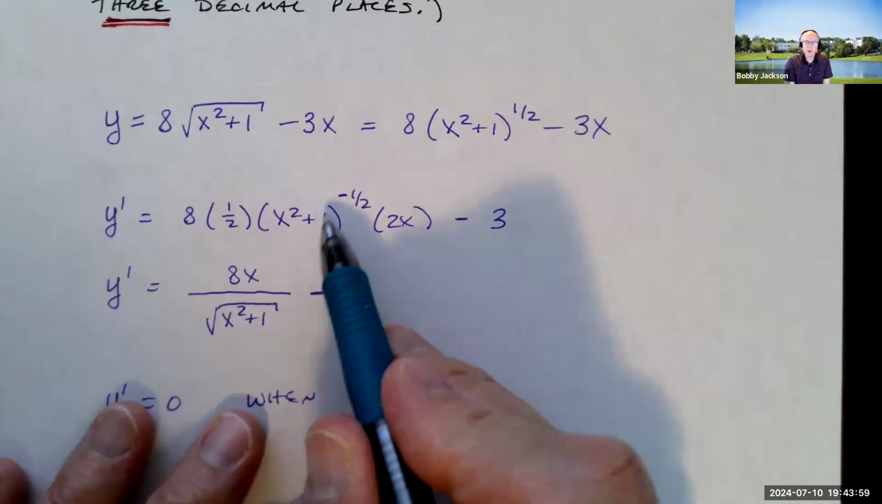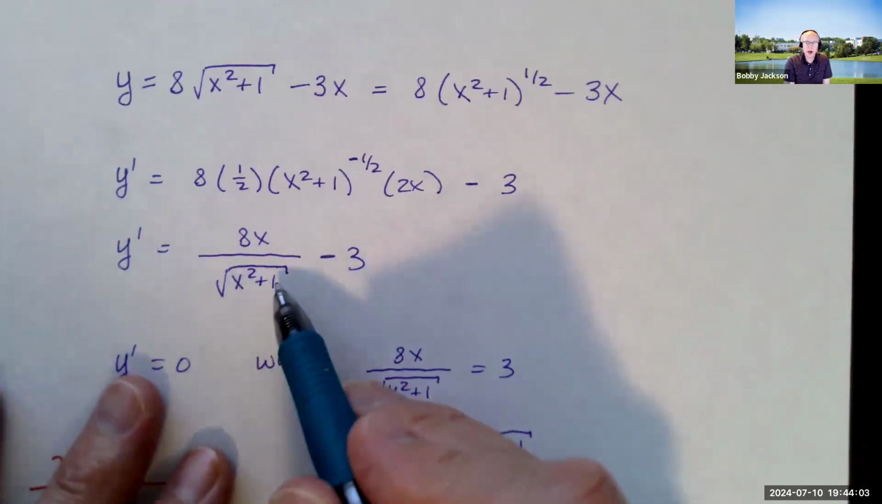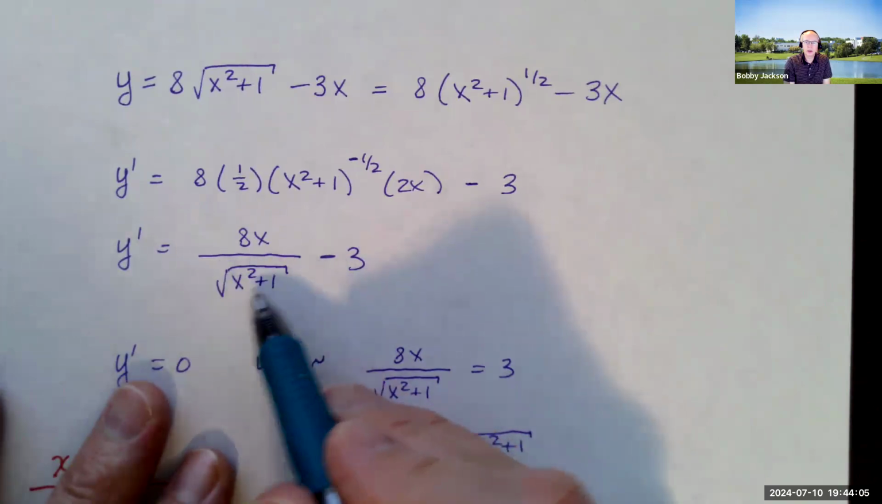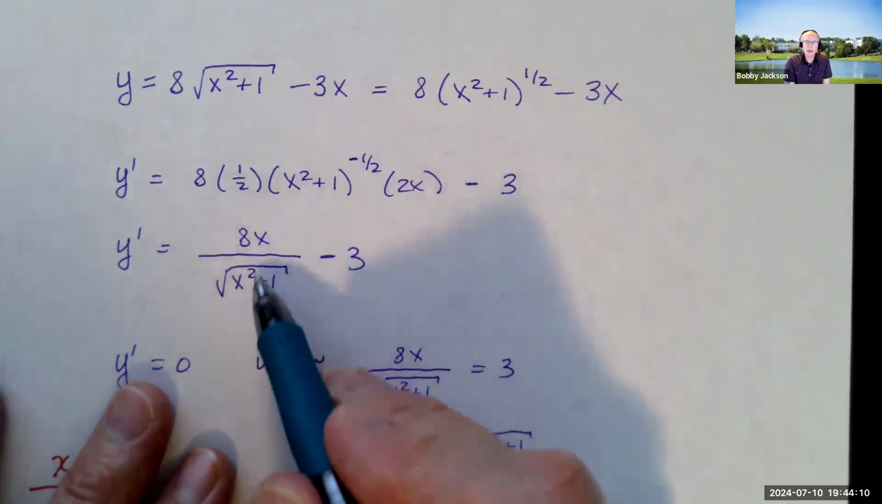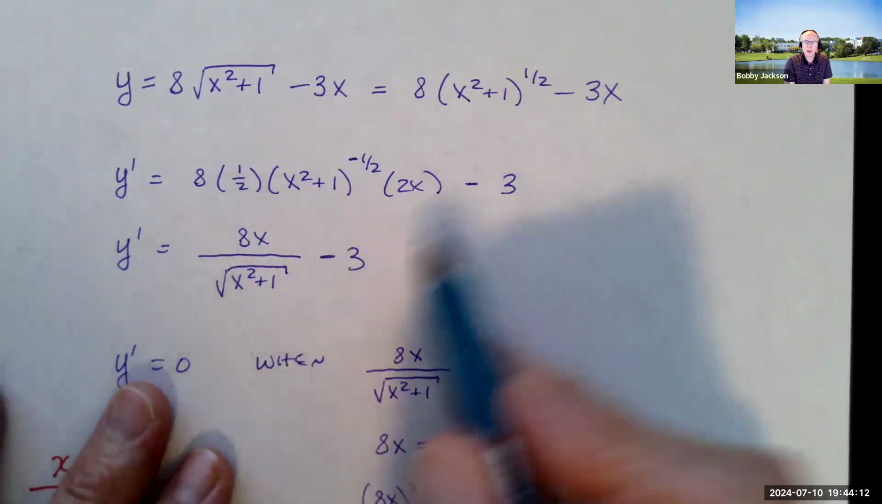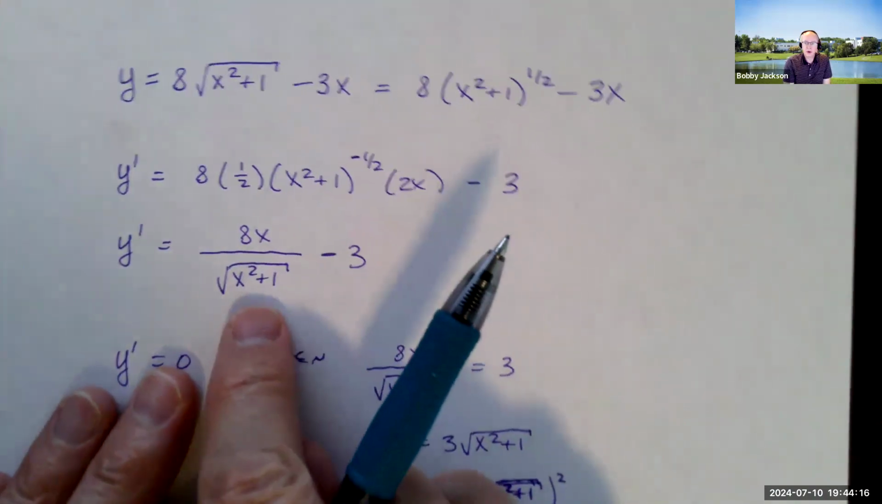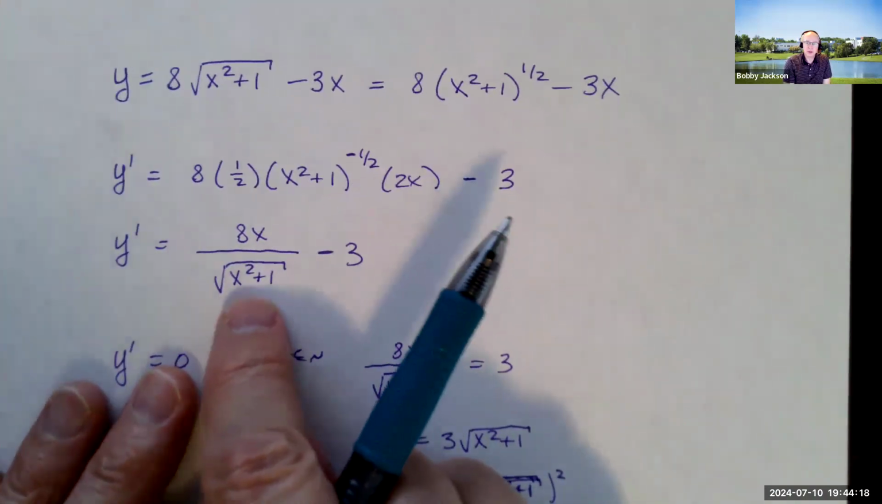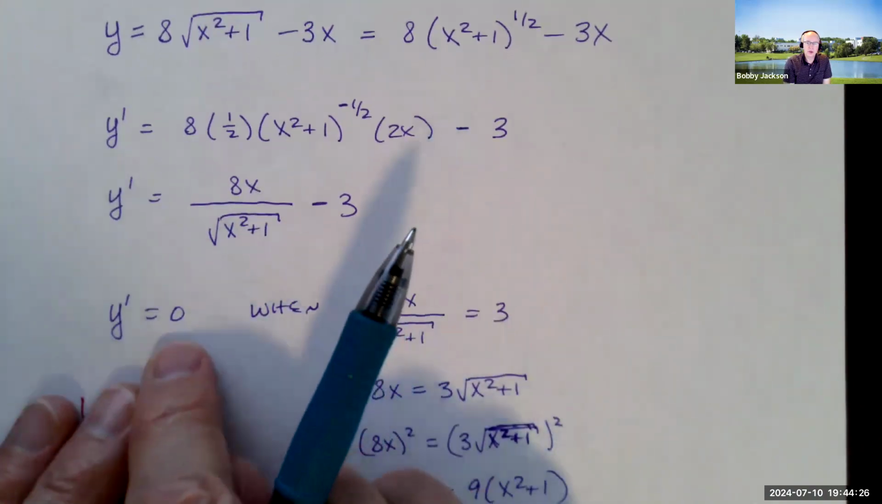And the x squared plus 1 to the negative 1/2 is 1 over x squared plus 1 to the positive 1/2, or the square root of x squared plus 1 down here. So I can write all of this as this fraction, of course, minus 3. So again, the derivative is defined for all values of x, because for the same reason, the denominator here is never 0. It's always 1 or greater. And so I just want to know, when is the derivative equal to 0?